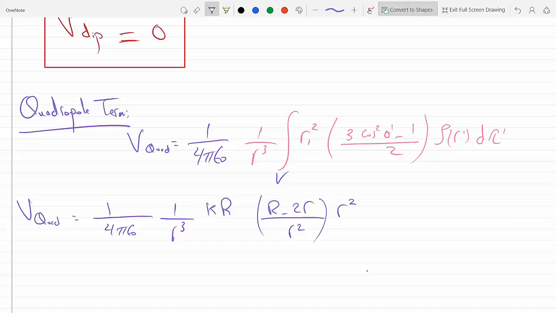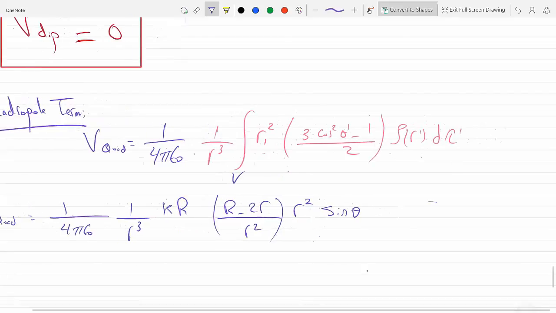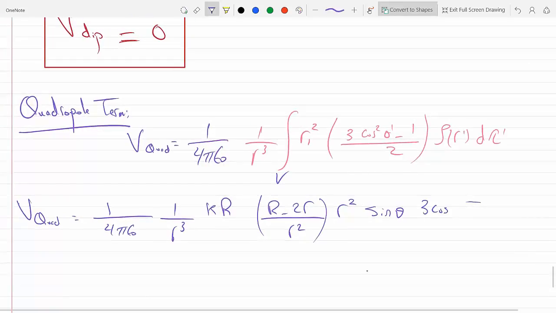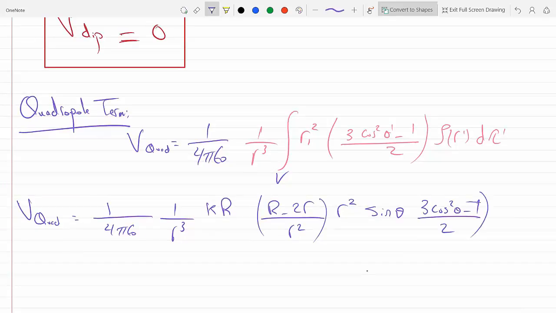I still have from rho sine theta. Okay, and then I'm gonna put down the Legendre polynomial term. So this is 3 cosine squared theta minus 1 over 2, and then there's the volume integral here in d tau prime. Now we already know that the integral of d phi is 2 pi, from 0 to 2 pi.